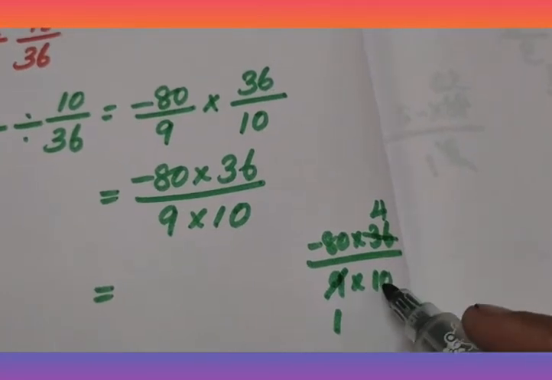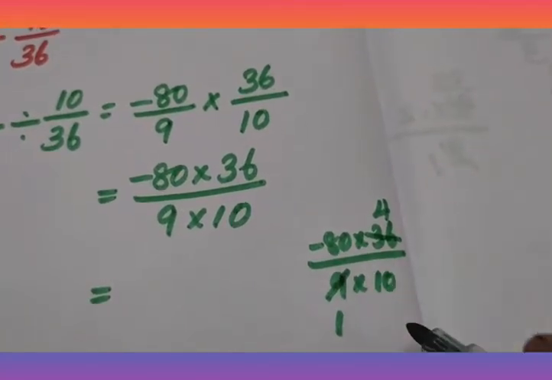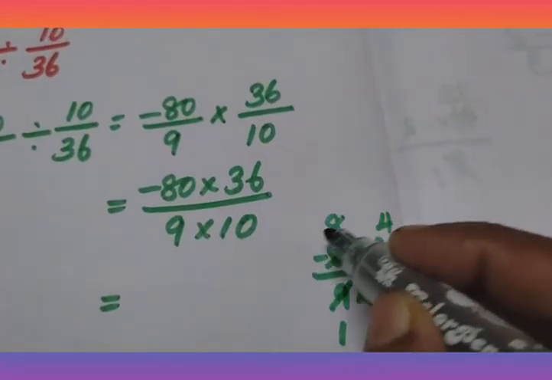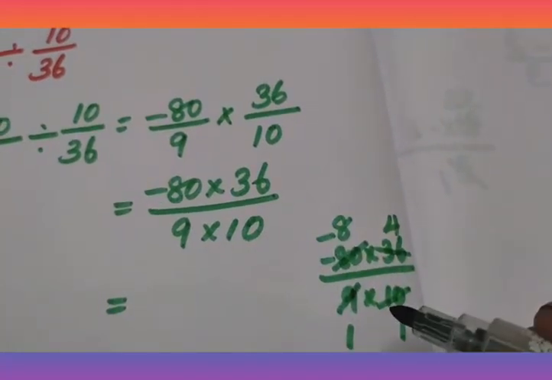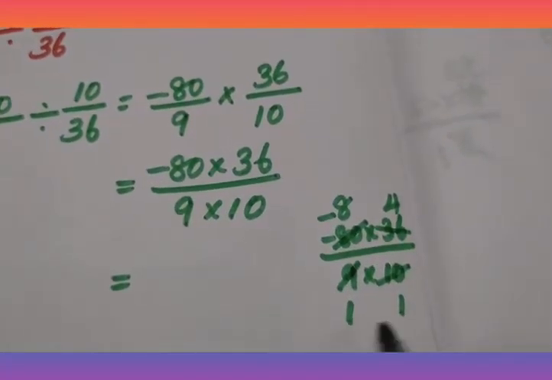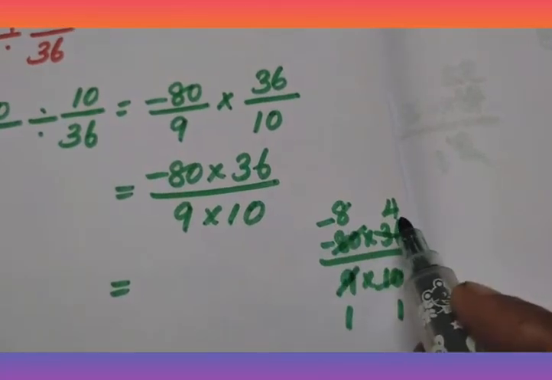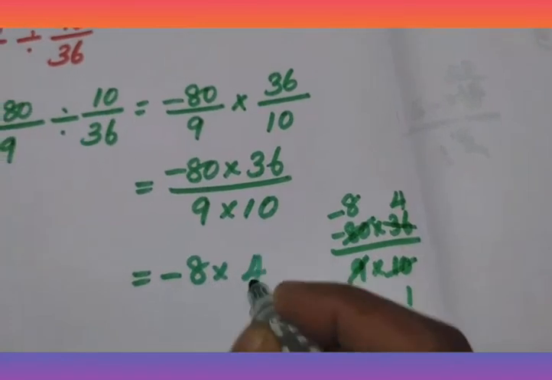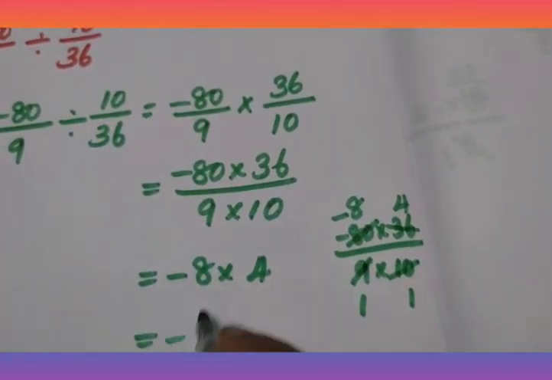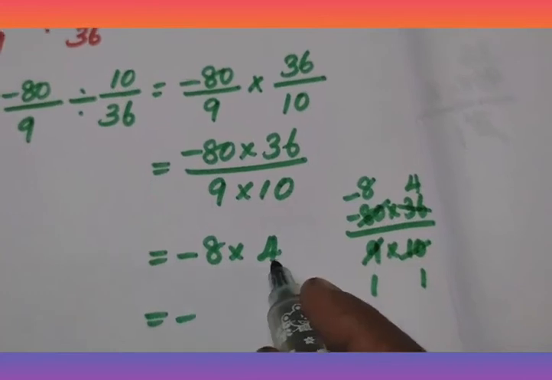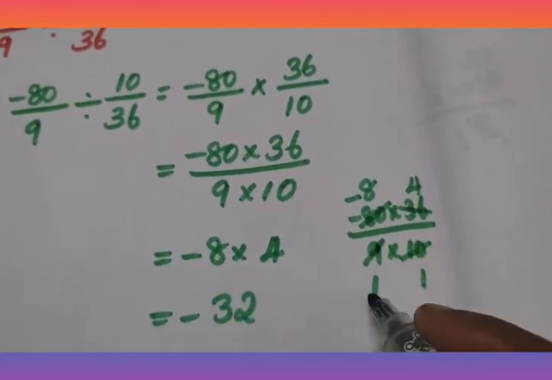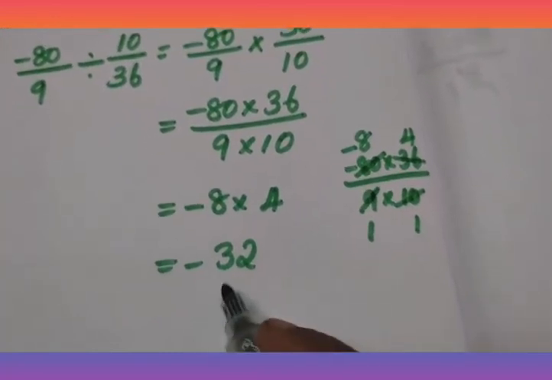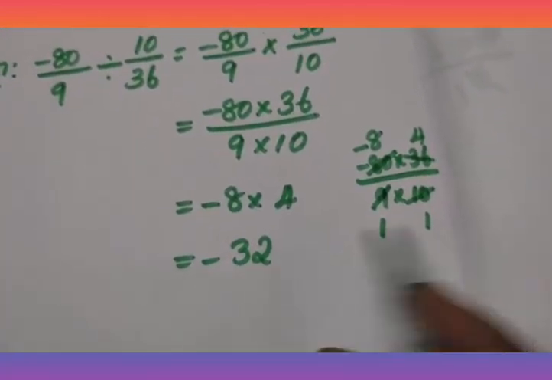Okay. Then 10 and 80. Both are in the 10th table, isn't it? So 1 10 is 10. Here, 8 tens are 80, minus also, minus 8. Okay, here the denominator we got is 1, in the numerator we have minus 8 into 4. So minus 8 fours are, yes, 32. Okay, the denominator we have is 1, so no need to mention that 1 here. Okay, minus 32 is the answer.